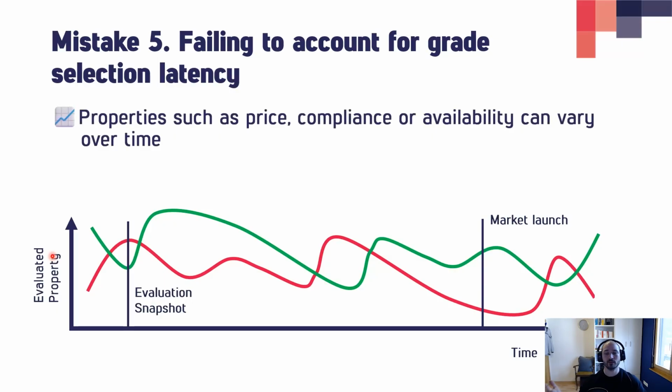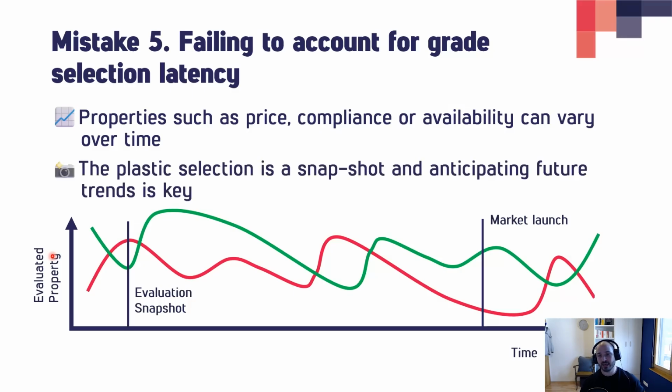So price, compliance, availability, they can all vary over time. The technical properties do not, but there are things that vary, like price especially. The plastic selection is only a snapshot, and you need to anticipate the trends into the future, and you need to account for the uncertainty in this property in your material selection process.